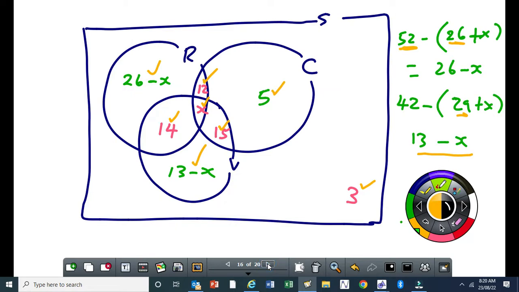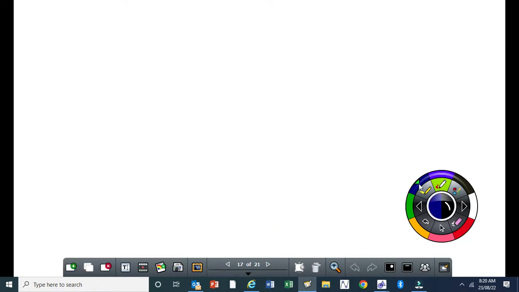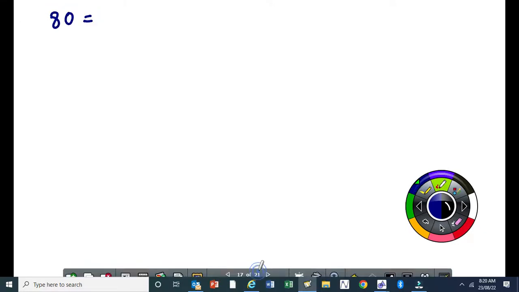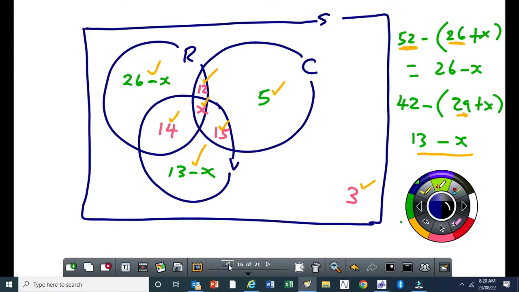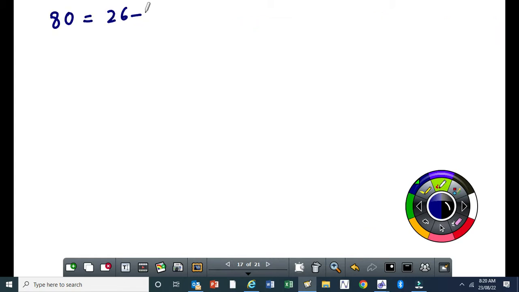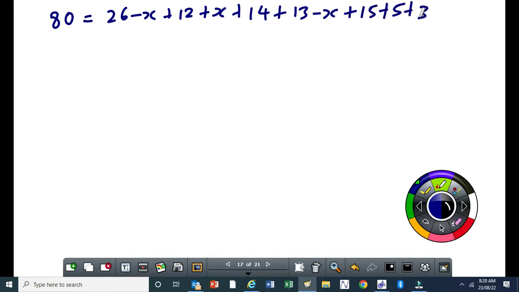Let me do it on the next page. So my equation is going to be 80 is equal to... now I just have to add everything, including these three here. So I'll start with the 26 minus x, plus 12, plus x, plus 14, plus 13 minus x, plus 15, plus 5, plus 3. Remember, we are already told that x is 8. We just have to show that it is really equal to 8.